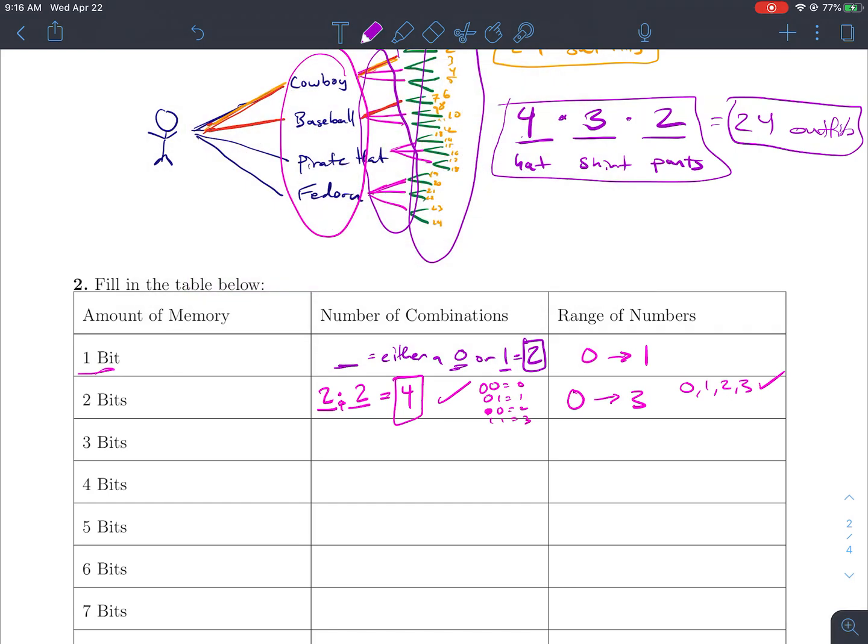All right, well, with 3 bits, let's see what we could do. We have 1, 2, 3 choices that we're making. This is either 0 or 1. So we have 2 choices here, times 2 choices here, times 2 choices here, so 8 total choices. And if we had 8 total choices, well, we're going to use 1 to represent the number 0.